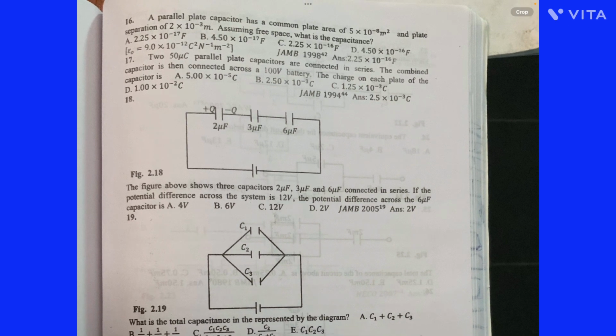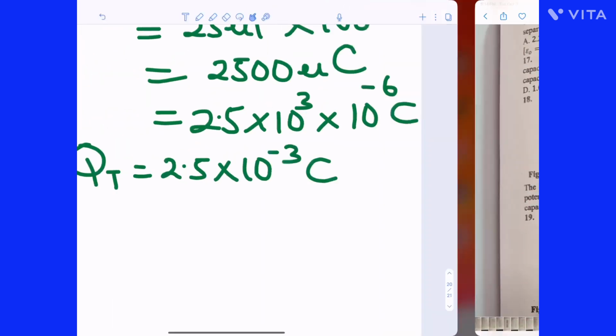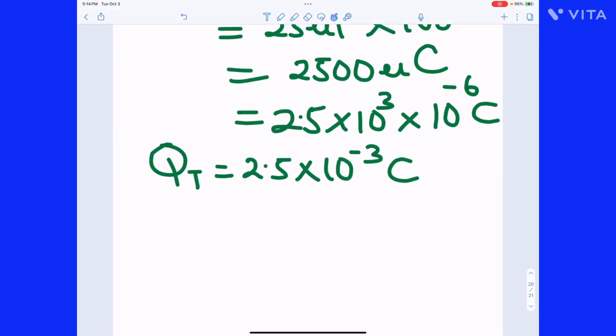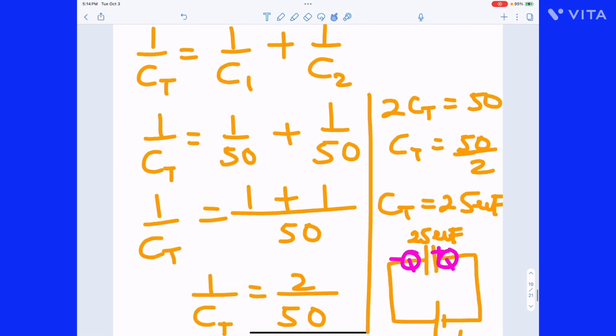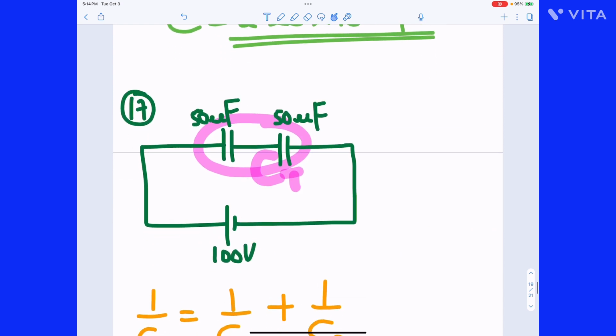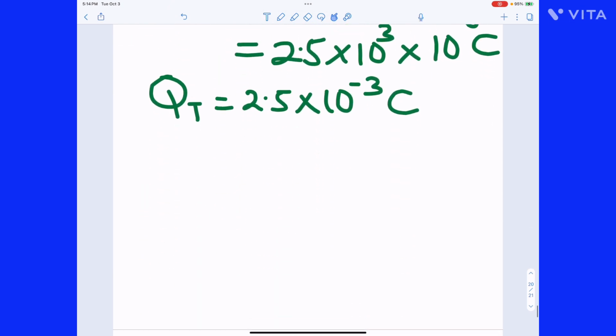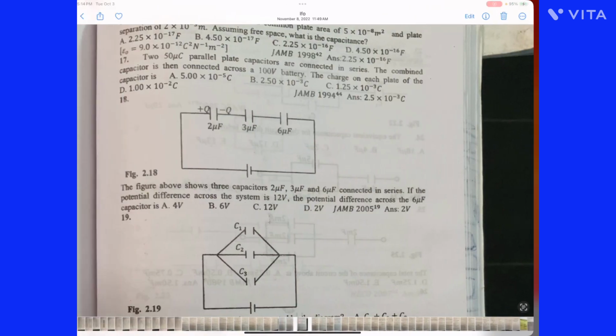What does that mean? That means each capacitor will store that total charge. Let's put it that way: each capacitor will store a charge of 2.5 times 10 to the power minus 3 coulombs on its plate.